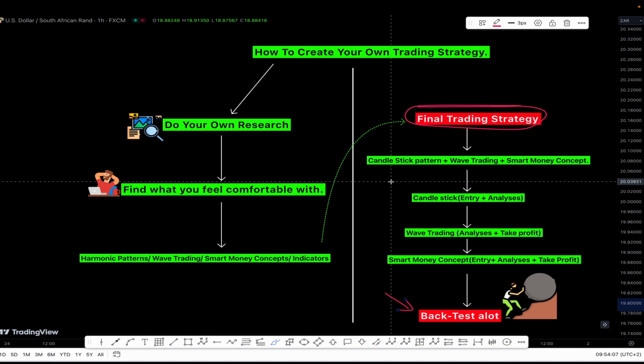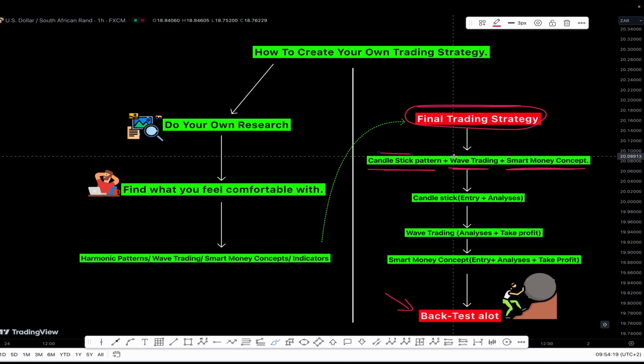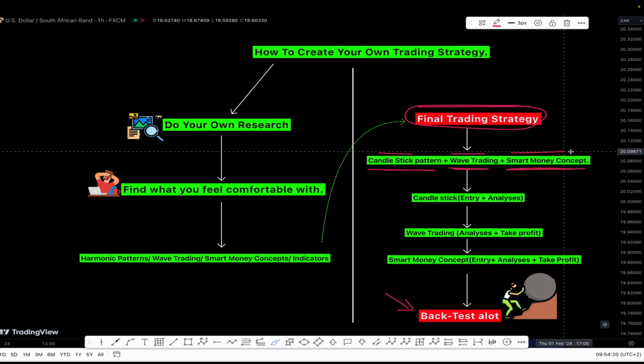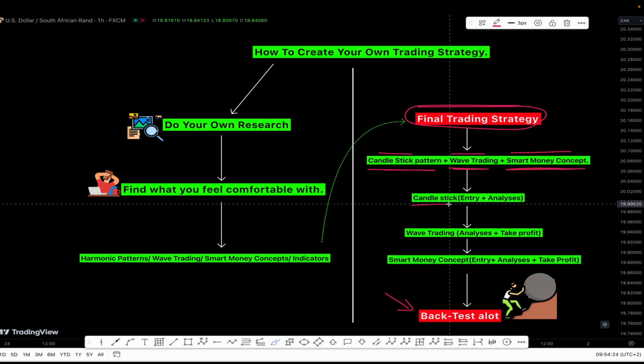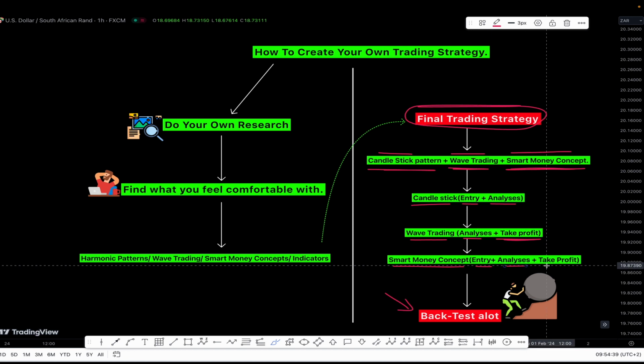For me, my trading strategy is candlestick patterns, wave trading, and smart money concept. This is my trading strategy. I use candlesticks, I use wave trading, and then I use smart money concept. For candlesticks, I use them for entry and analysis. Wave trading, I use it for analysis and take profit levels. Smart money concept, I use it for entry, analysis, and take profit.